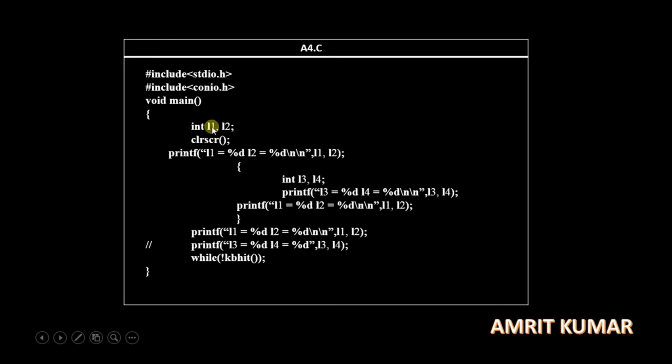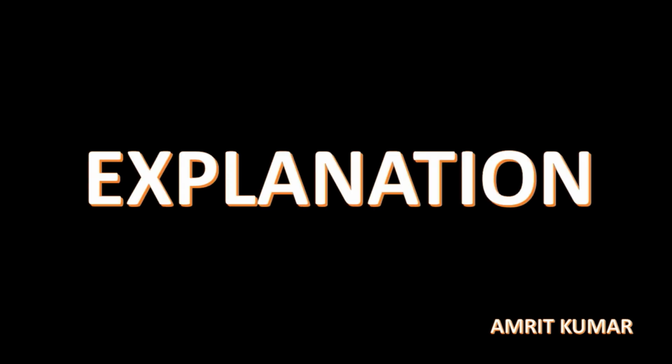But the life period of I1 and I2 is within this and not out of this. Therefore, I1 and I2 are going to be printed here, but I3 and I4 are not going to be printed here, because their life period is within this range. So this is the life period, which is a property of local variables.